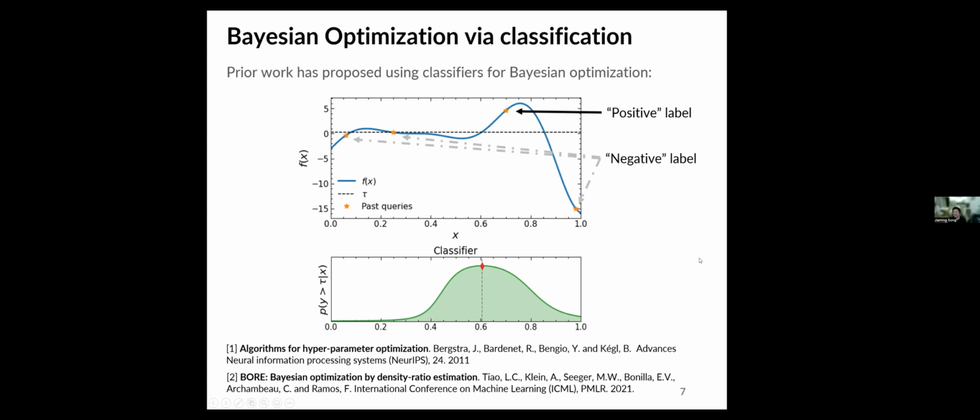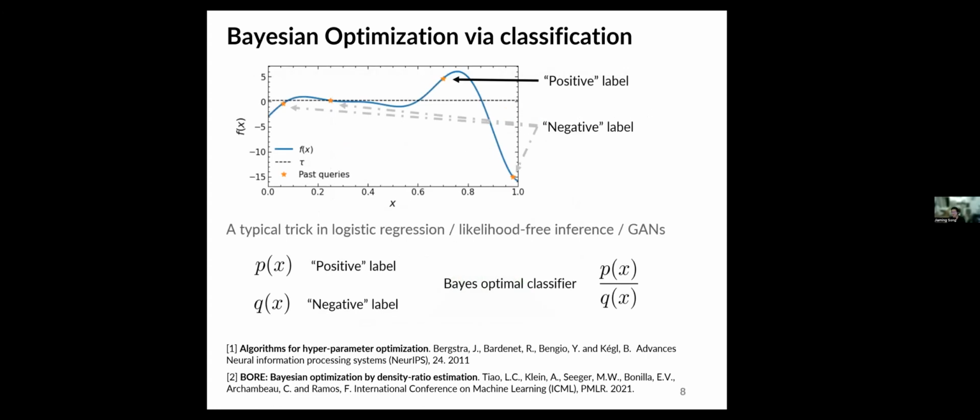So intuitively, we can use this to take our next query. But before we do that, let's see the mathematical intuition, why it makes sense. This idea is actually using a very typical trick in logistic regression, or as you call it, likelihood-free inference, or generative adversarial networks. And the idea is basically as such.